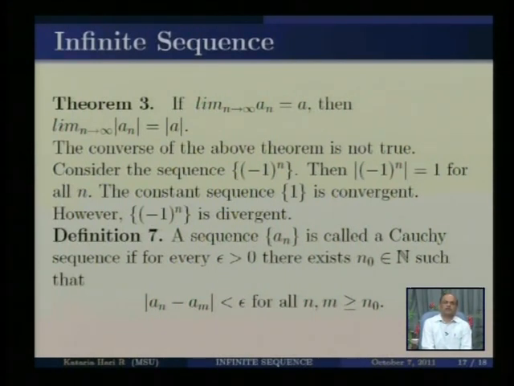Now we will see the Cauchy sequence. A sequence an is called a Cauchy sequence if for every epsilon greater than 0 there exists n0 belonging to n such that mod an minus am is less than epsilon for all n, m greater than or equal to n0.